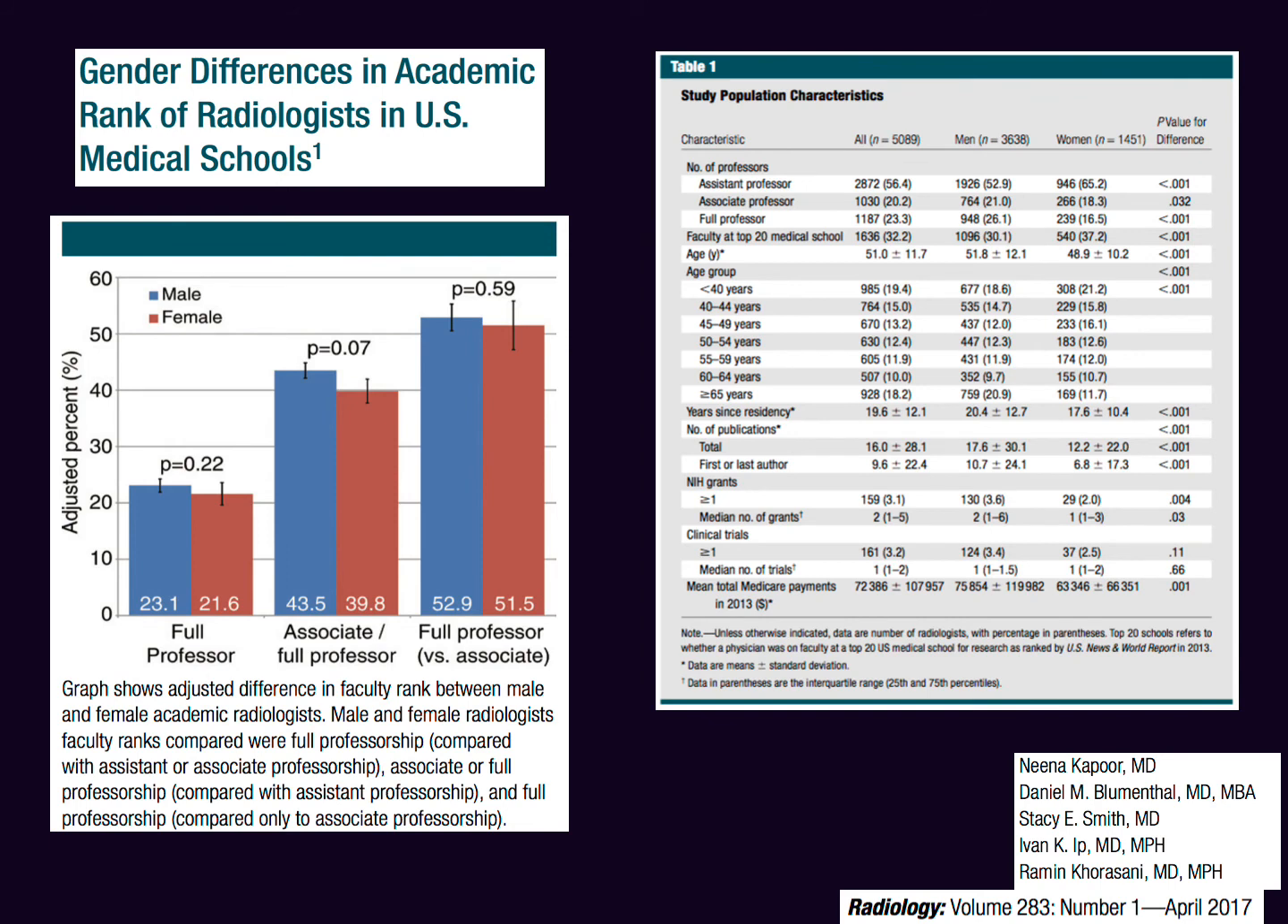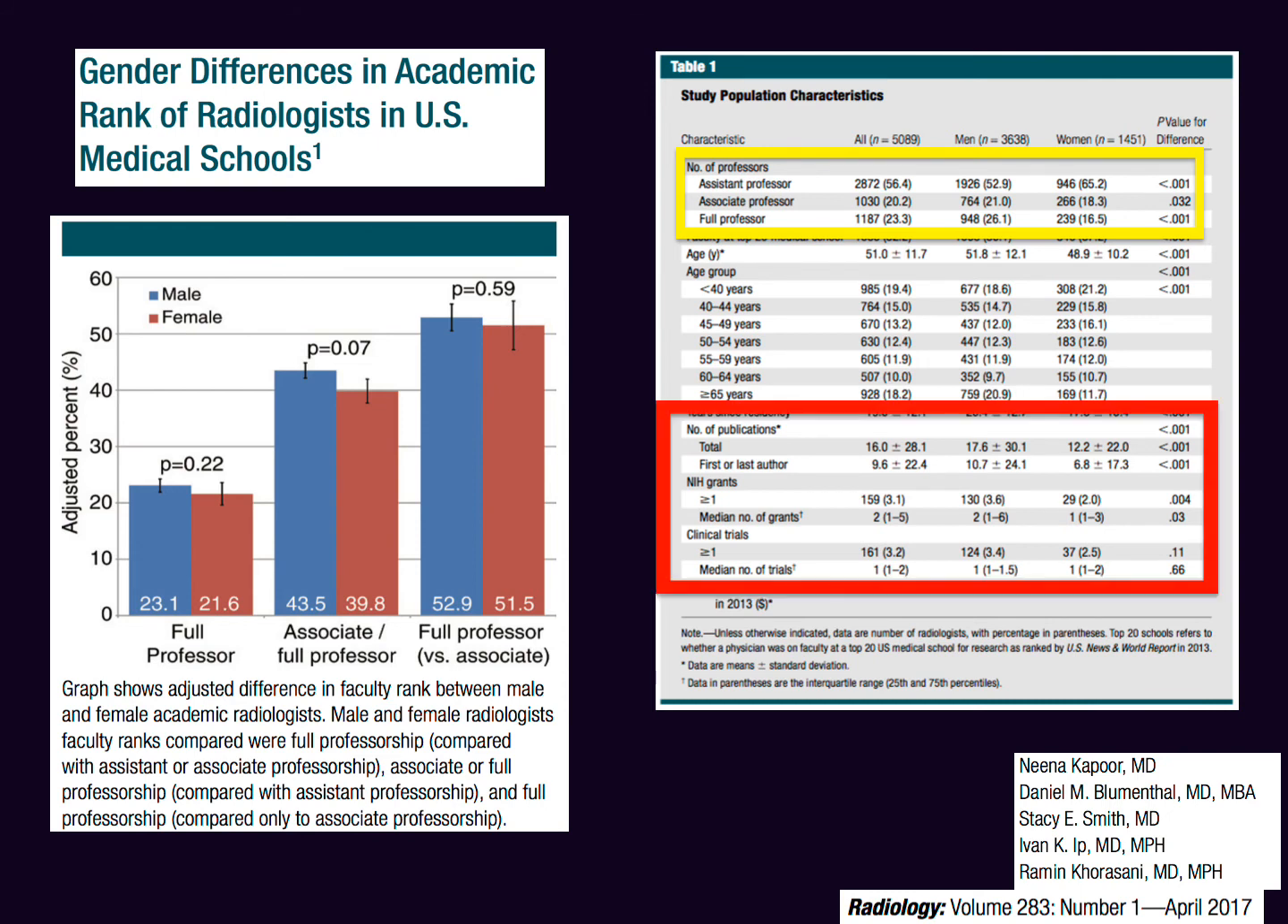The raw data show that more women are at the assistant professor level, 65% versus 53% for men, and more men are at the full professor level, 26% versus 16% for women. Men on average have more total publications, 18 for men versus 12 for women, and more men have NIH grants, 130 for men versus 29 for women.